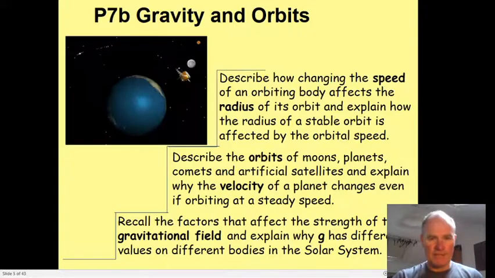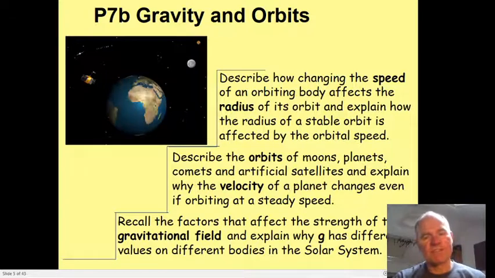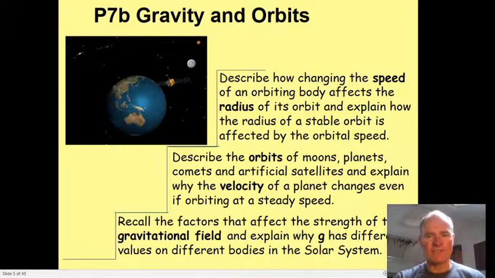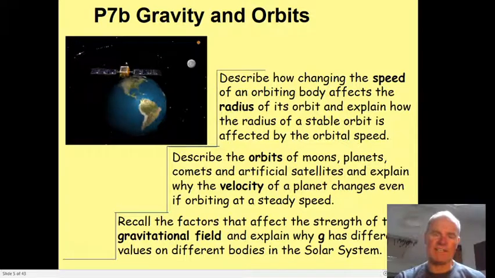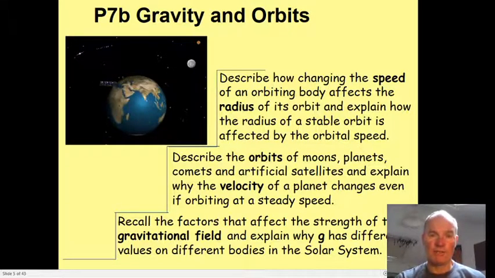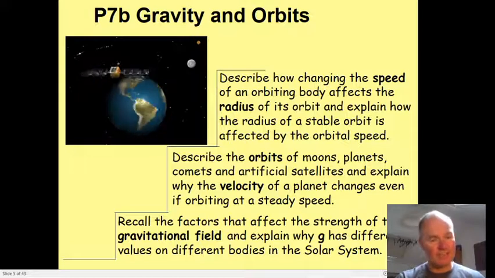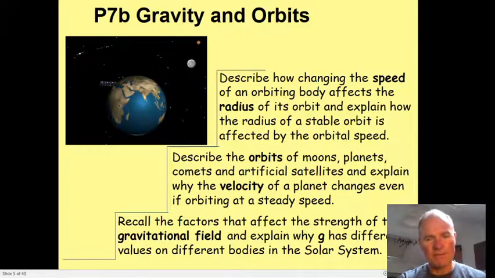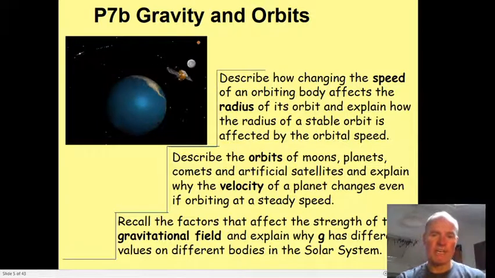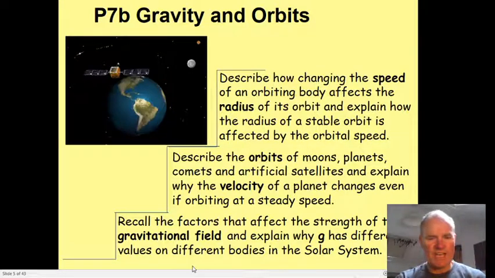Okay, so let's carry on with this one. Objectives-wise, learning-wise, we're going to see how the speed of an orbiting body affects the radius of its orbit, and explain how the radius is affected by the speed. We are looking back to centripetal force and circular motion. Describe the orbits of moons, planets, comets, artificial satellites, and explain why the velocity. Again, in the previous bullet point it says speed, but this is now velocity. We need to remember the difference. How the velocity of a planet changes even if orbiting at steady speed. And then recall the factors that affect the strength of the gravitational field. And I'll get myself out of the way.